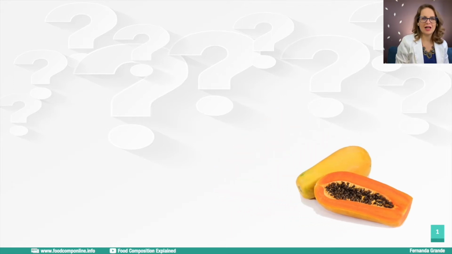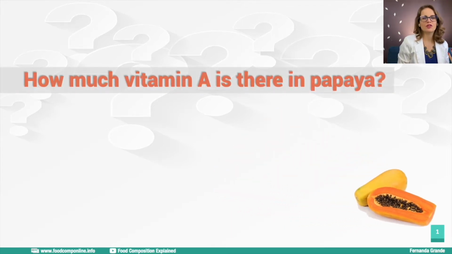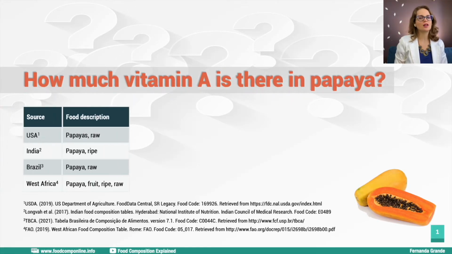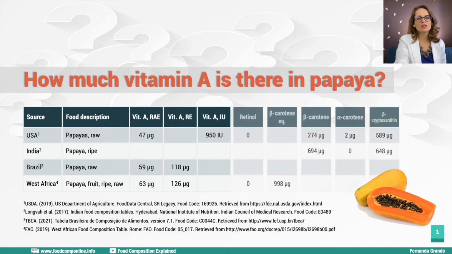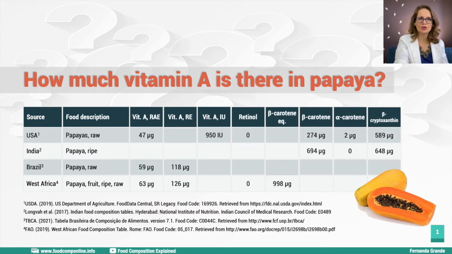In this slide, I extracted all the information related to vitamin A in papaya from 4 food composition tables from different countries: the USA, India, Brazil, and West Africa. I took the values related to the total vitamin A content, but also all the components related to total vitamin A, so the components that contribute to total vitamin A in papaya.